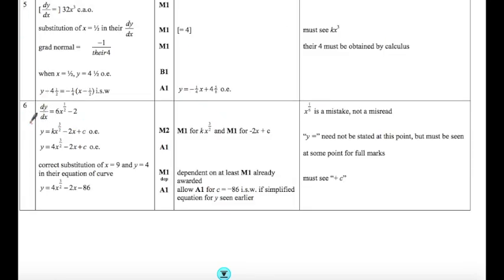So 2 marks for integrating. Actually 3 marks for integrating if you get that 4 at the end. And then correct substitution gets you another mark, and then your final answer mark for that.